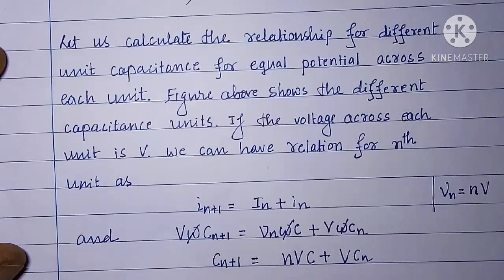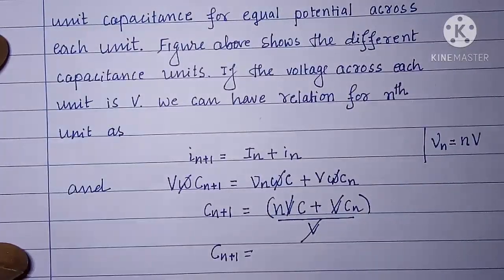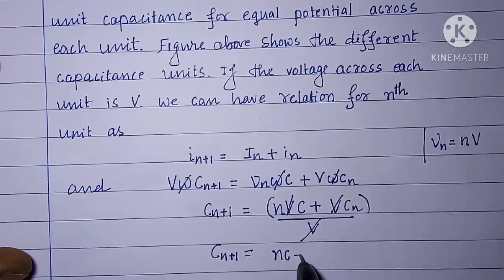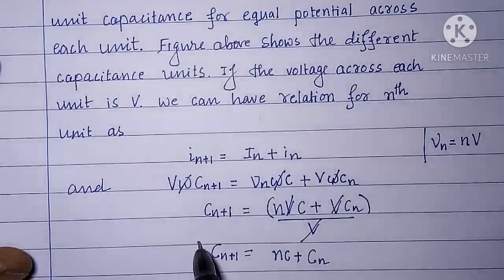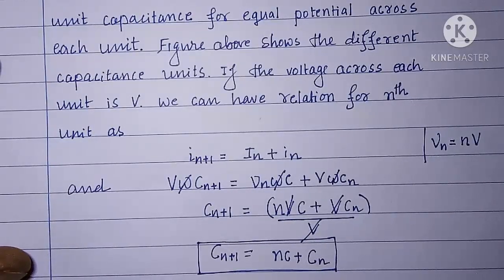Here capital V is multiplied with Cn plus 1, that I will show here as denominator. If I take common this capital V outside, then I can cancel capital V and capital V. So Cn plus 1 is equal to n into C plus Cn. This is the general expression for the capacitance of the n plus 1th unit.